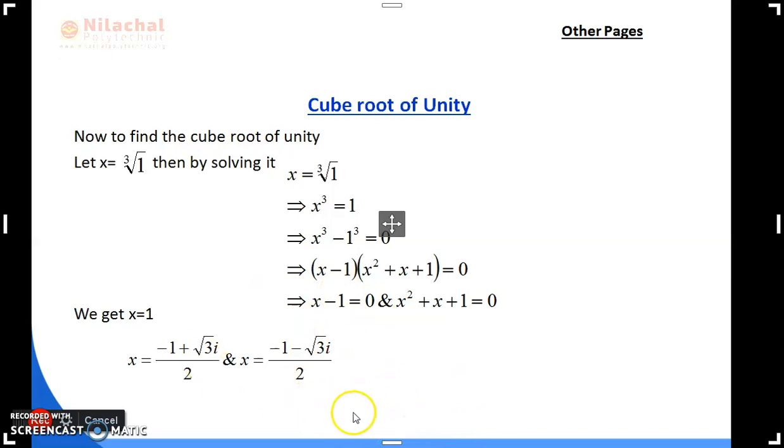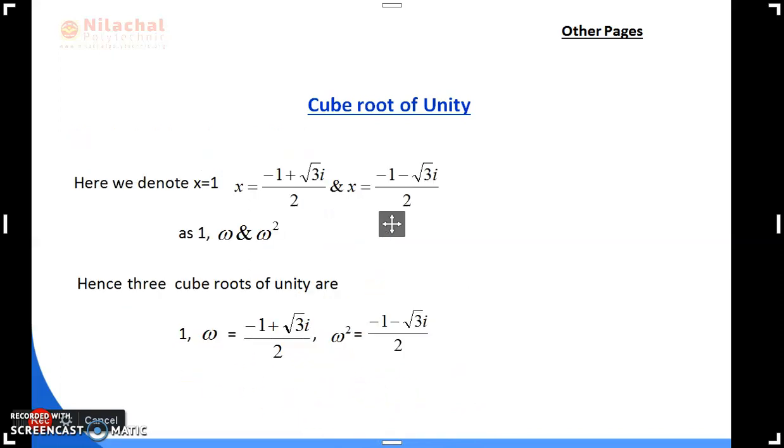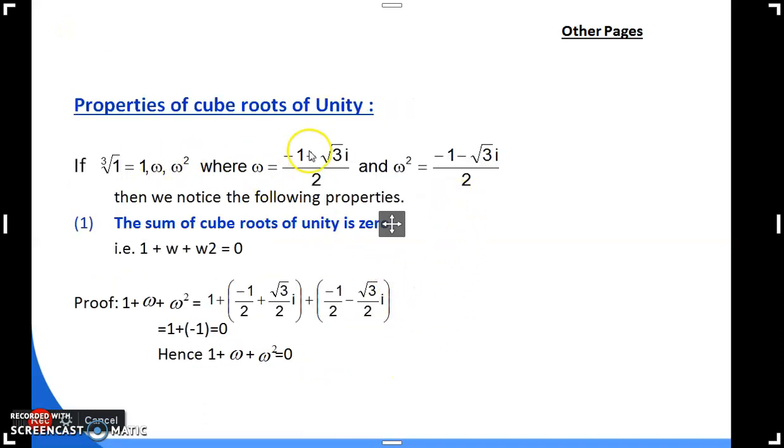So let us denote these values with some symbol. We are denoting these three values as 1, omega, omega square. Hence the three cube roots of unity are 1, omega equal to minus 1 plus root 3i by 2, omega square equal to minus 1 minus root 3i by 2. Clear? Then come to properties of cube root of unity. If these are the three cube roots of unity, then there are certain properties.